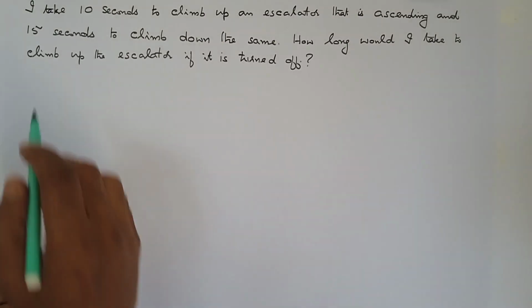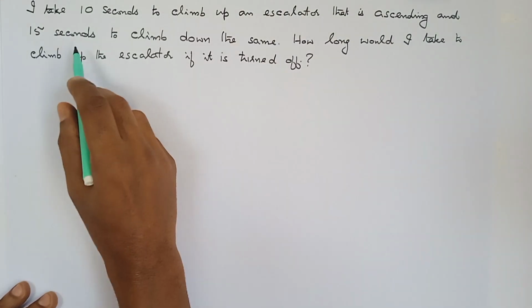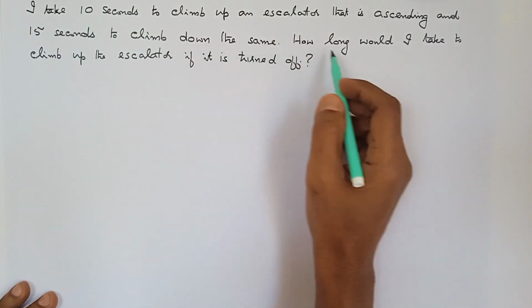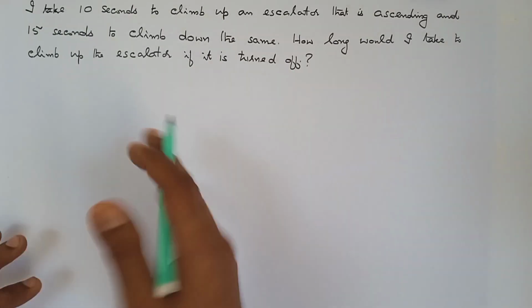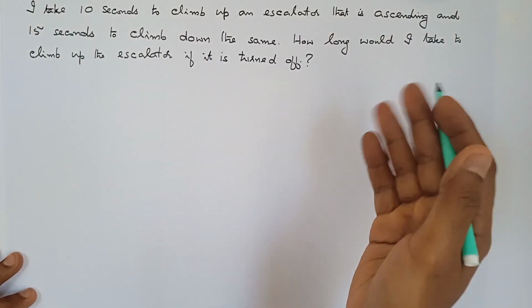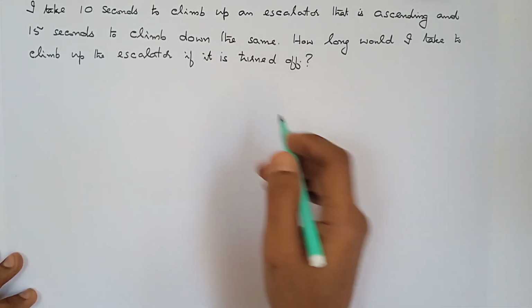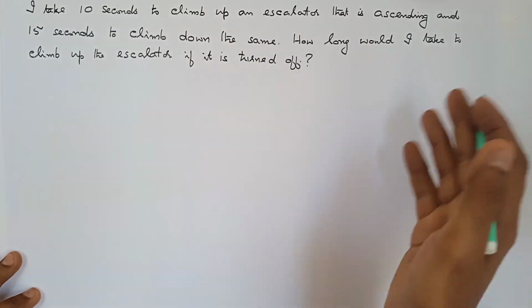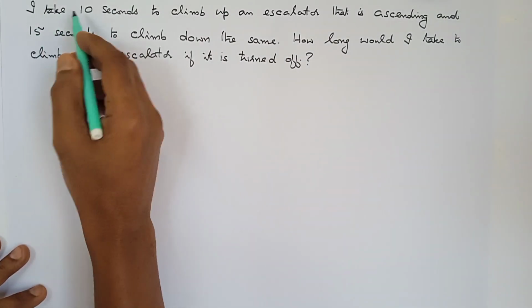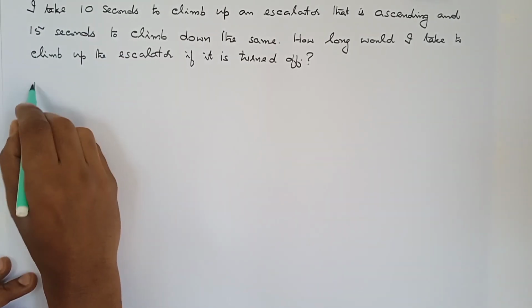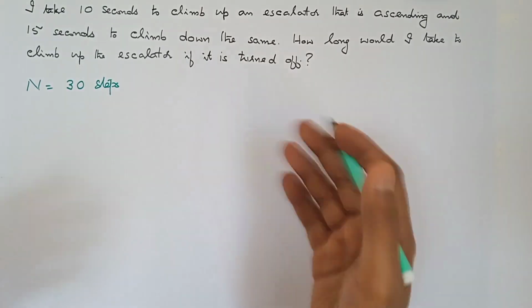The next problem is this. I take 10 seconds to climb up an escalator that's ascending and 15 seconds to climb down the same. How long would I take to climb up the escalator if it is turned off? Here we don't know the number of steps on the escalator, which may be chosen as a variable. That might complicate the problem. So let's choose a convenient number for the number of steps on the escalator. A convenient number would be the LCM of 10 seconds and 15 seconds, which is, as you know, 30. Why I'm choosing 30, you will see as I finish the problem.